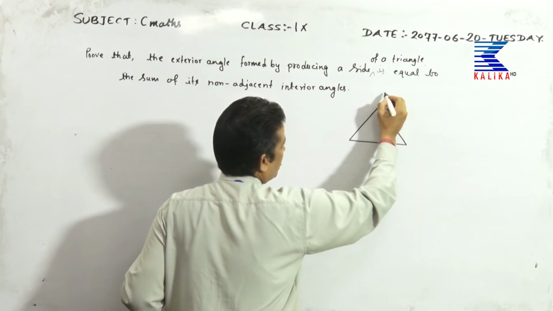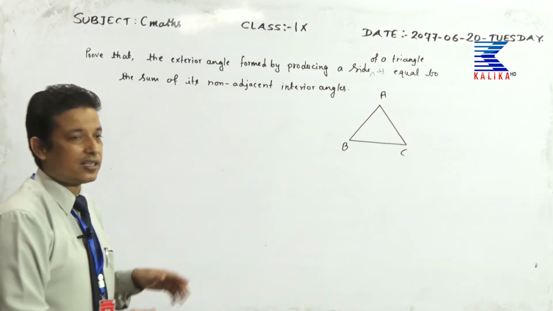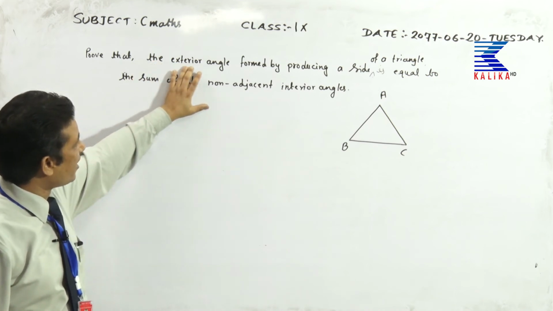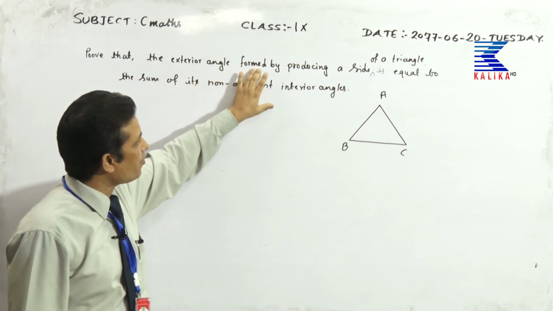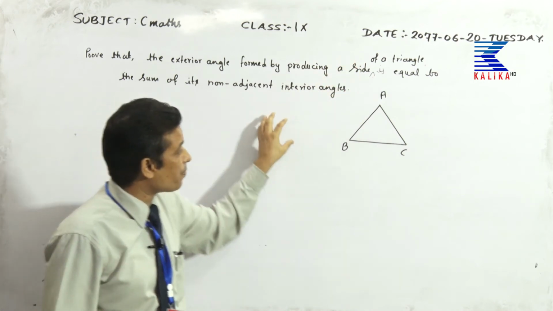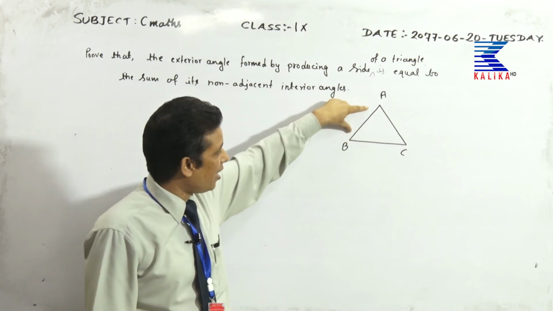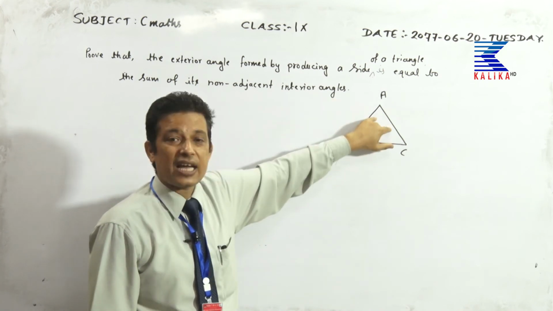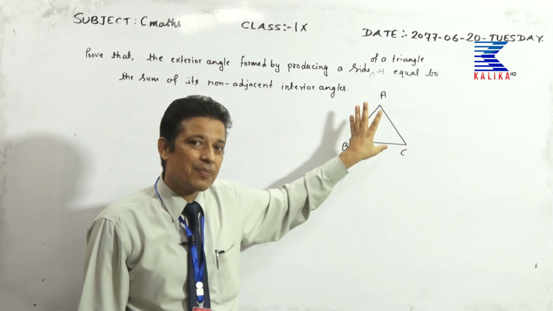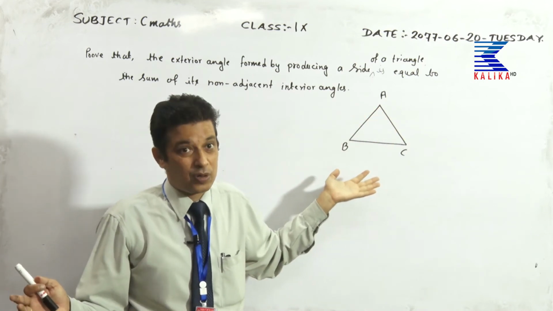Let us suppose this triangle is triangle ABC, and this statement talks about the exterior angle that is formed by producing a side of a triangle. Let us produce a side. How many sides are there? Side AB, side BC, side CA. Any side can be produced, and in either direction it can be produced.